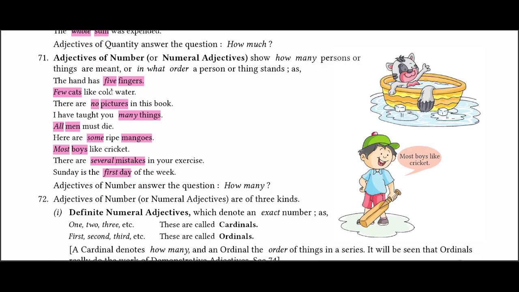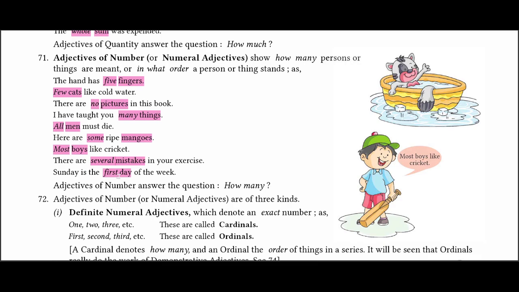Now, when a noun is qualified by an adjective and that adjective tells the number of that noun, we say it is an adjective of number or a numeral adjective. 5 is a numeral adjective, it is telling the number of fingers. Few is a numeral adjective telling the number of cats. No is a numeral adjective, it is telling the number of pictures. Many, numeral adjective telling the number of things. All, some, most, several. These are numeral adjectives, they tell the number of the nouns which follow.